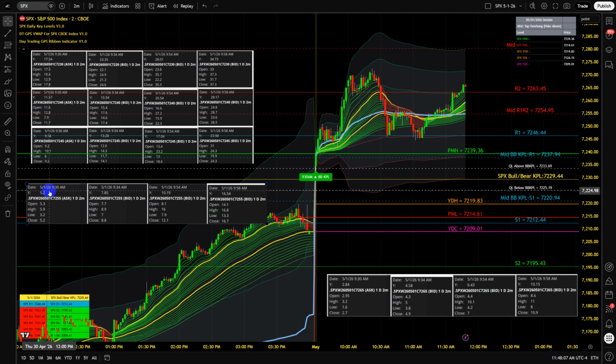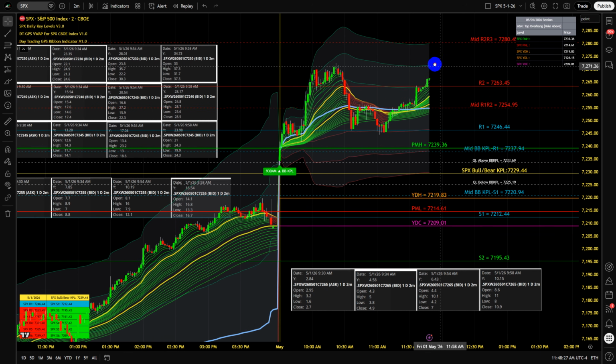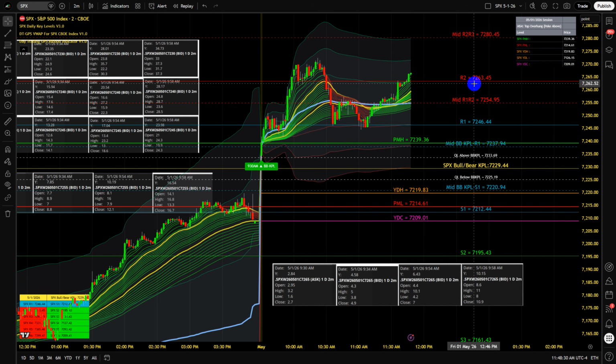Now, the first lotto option play that was based on the mid R1, R2 level started at 5.20. It is now $16.70, so that's approximately a 221% gain on those. The furthest out of the money, based on the lotto option play of the R2 level, the 72.65, starting at 2.70, is now $10.90. So that is a little bit over 300% gain, approximately 303.70% gain on this.